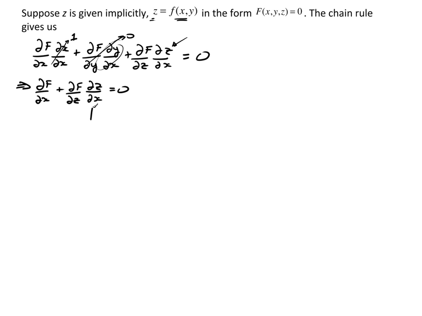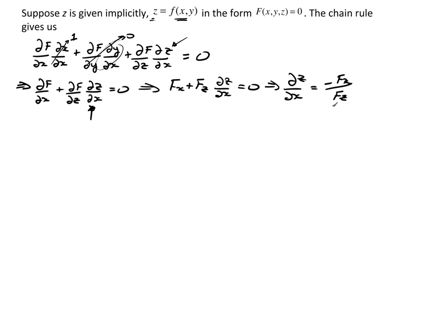So now I can solve for the partial of z with respect to x. And if I rewrite this using this notation, what that gives me is the partial of z with respect to x will be equal to negative partial of f with respect to x, over the partial of f with respect to z.